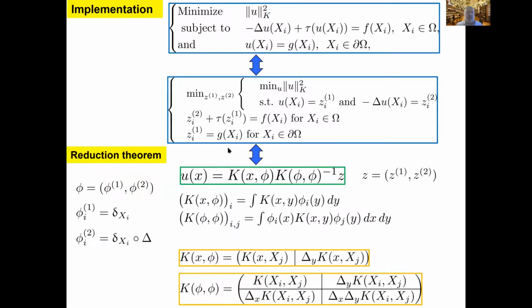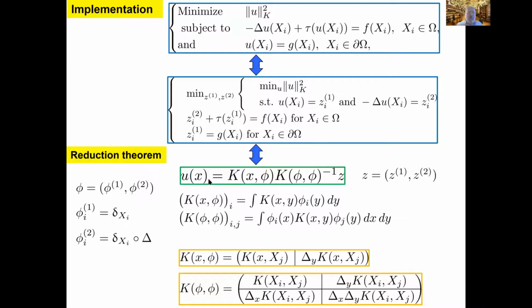Now, given those variables z, the minimization over u is a linear optimal recovery problem for which we have the following representer formula, which I will now unpack. So in that formula, z is a vector obtained by concatenating the slack variables z1 and z2 corresponding to the values of u and of its Laplacian at the collocation points.